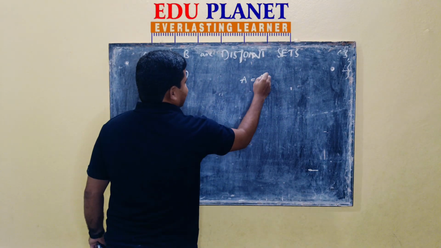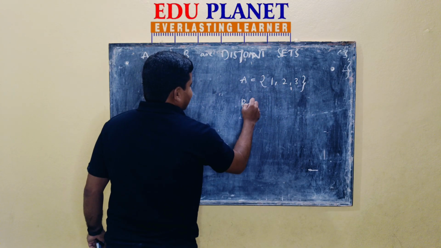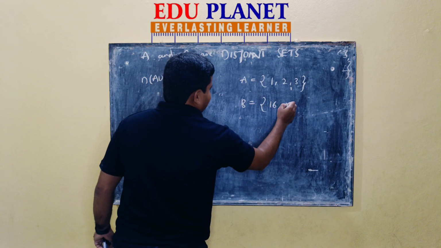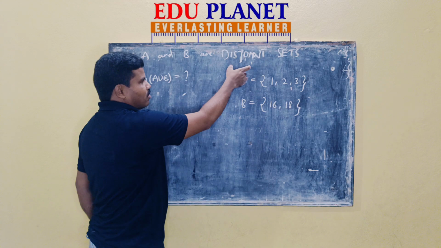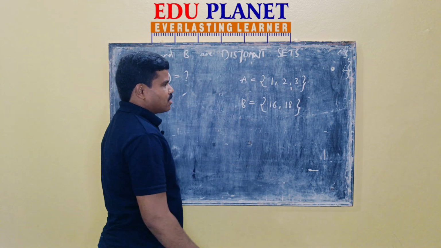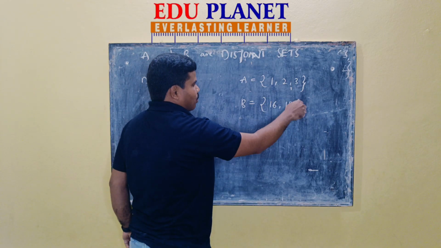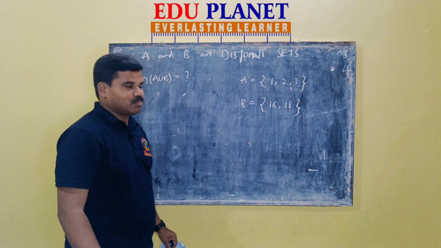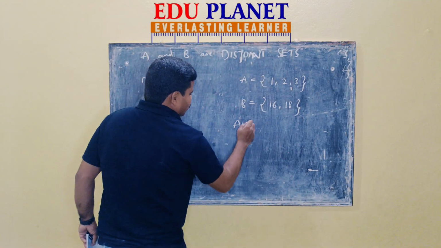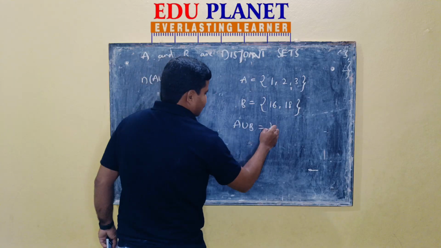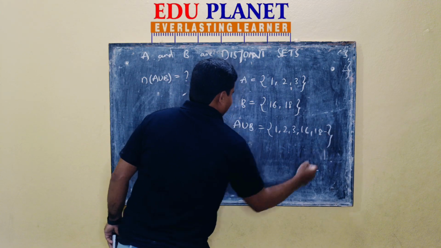Set A I am taking as elements 1, 2, 3. Set B I am taking as 16, 18. See what they have given, sets A and B are disjoint sets. Like that only I have taken the set A and B elements. No common element is there between set A and B. See here, n of A union B. If I do the union between these 2 sets, then I will get 1, 2, 3, 16, 18.